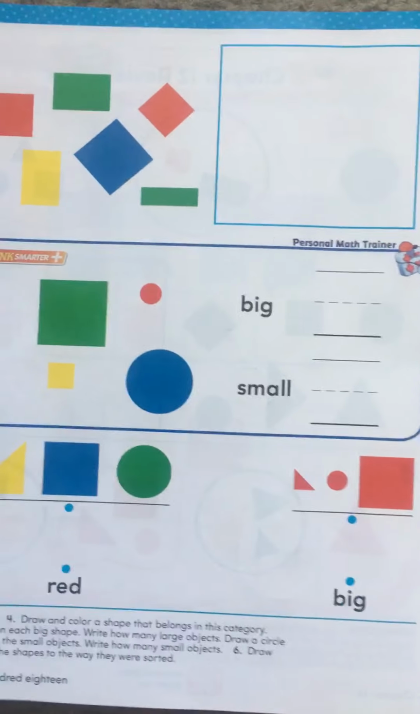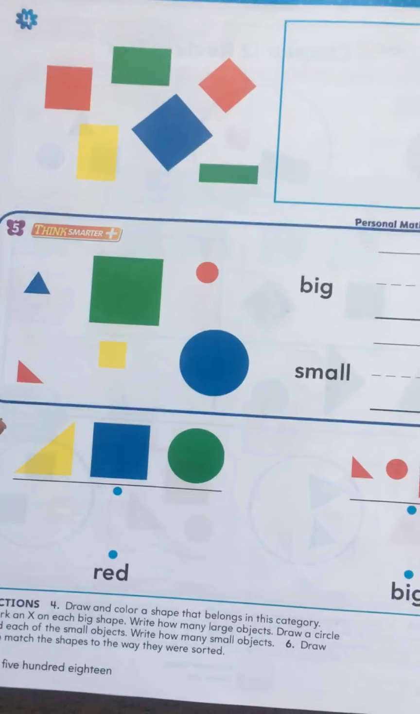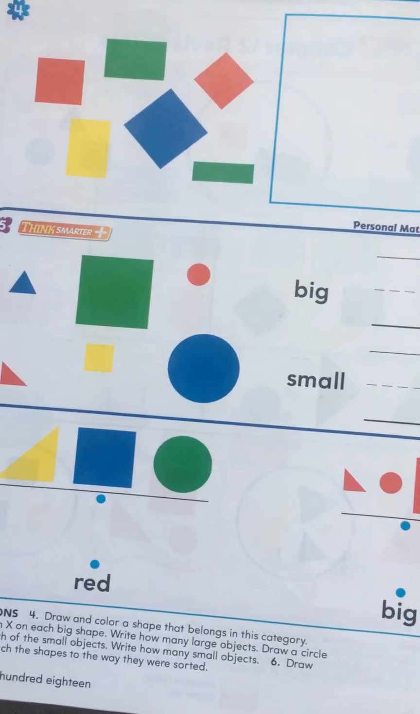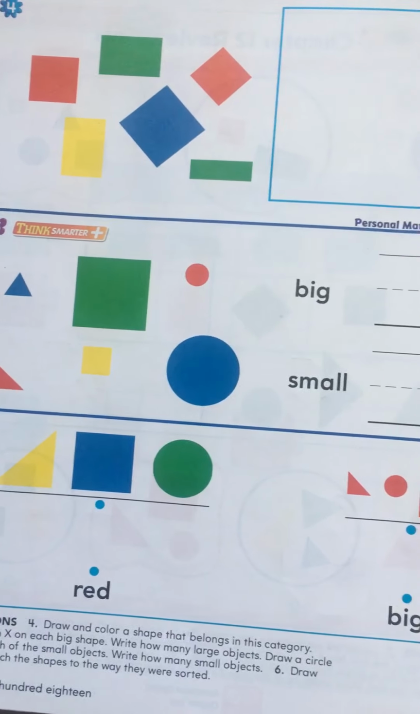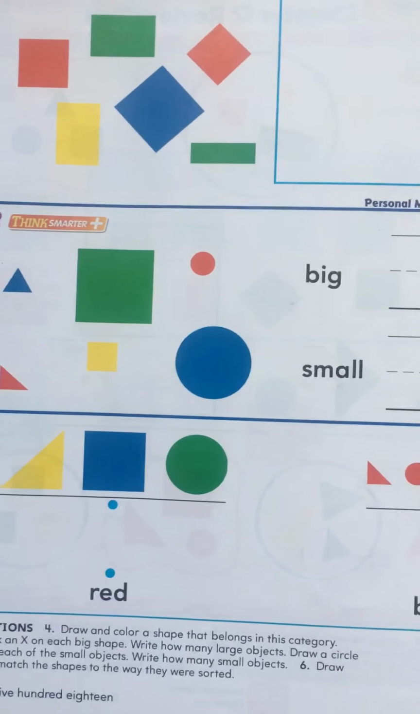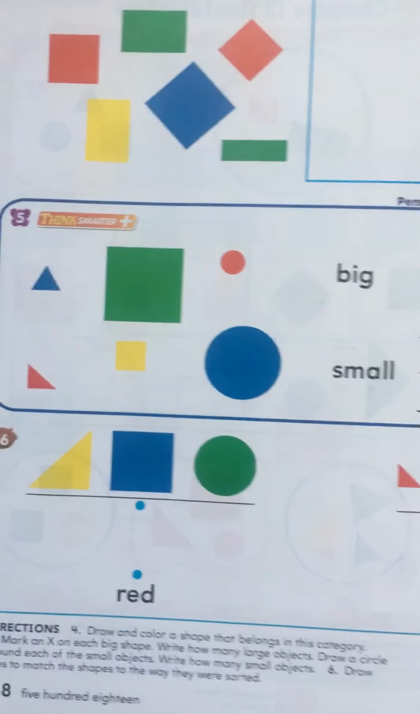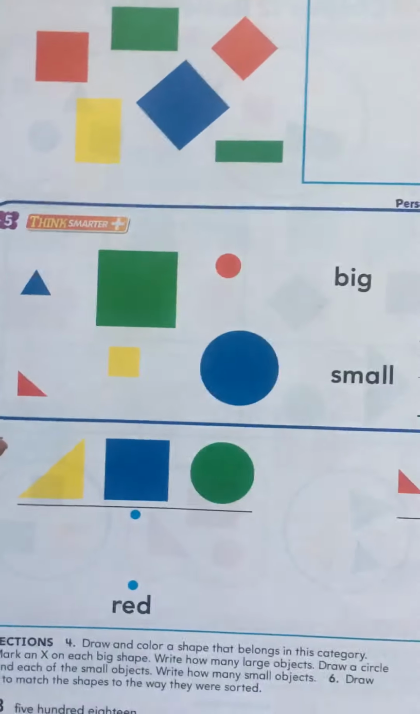Number 5. Number 5 says, mark an X on each big shape. Write how many large objects. Draw a circle around each of the small objects. Write how many small objects. So let's break that down. Mark an X on each big shape. So look at these shapes and put an X on them.